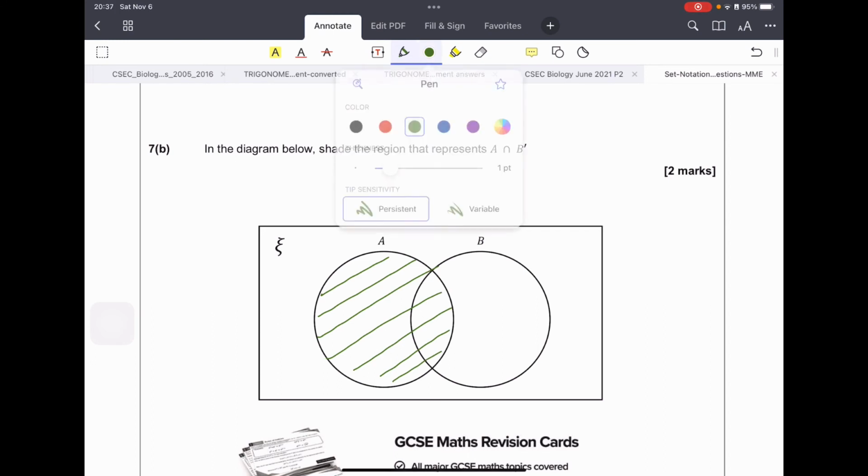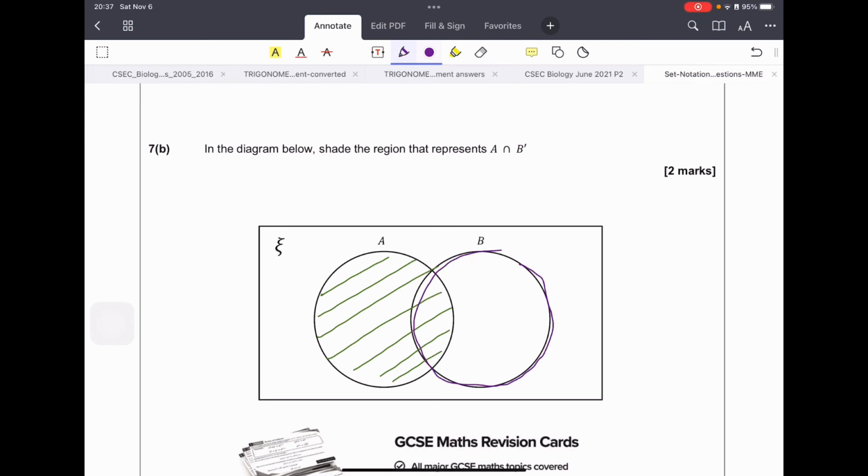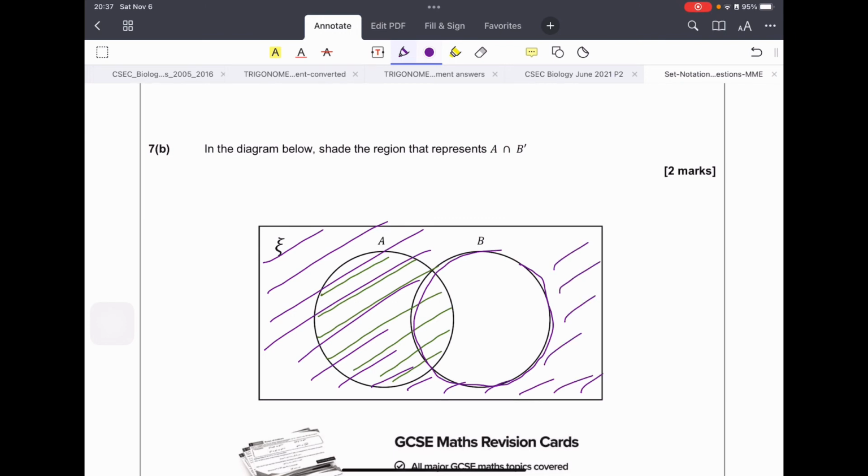B prime is everything that's not in B. B is this circle here, so everything that is not in B is B prime. That's everything under the sun that's not in that purple circle. Right, so where does our shading begin to intersect? Right around this region. I'm drawing it here, but not over here. Right, everything out of that region. So that's the Pac-Man shape we're going to get.